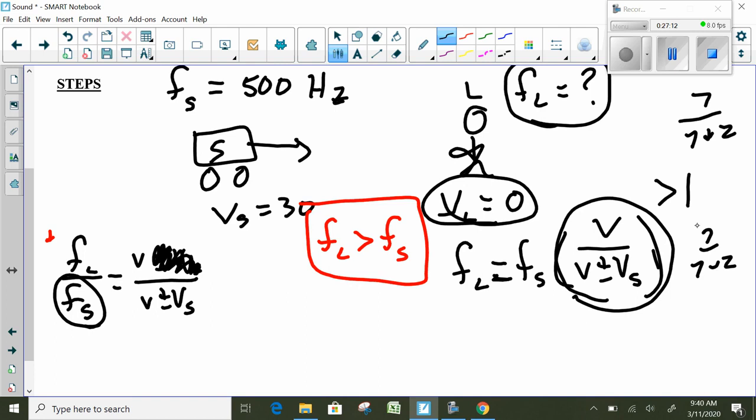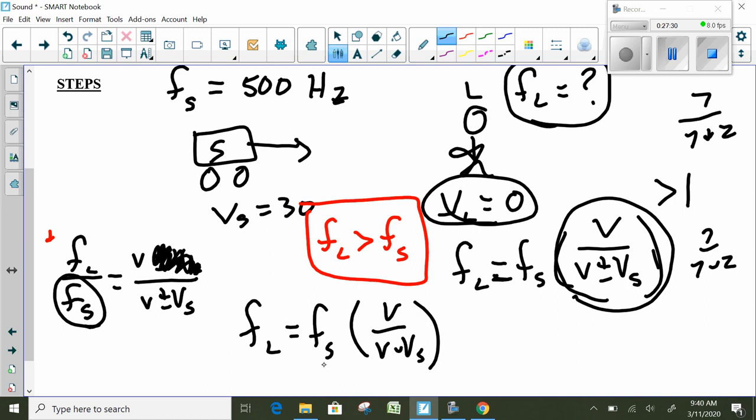So some kids do this by just thinking about it. They say, oh, it's got to be a negative to make this true. So it must be FL equals FS times V over V minus VS. Now that should yield a number of FL bigger than 500, because FS is 500. And if I get something bigger than 500, I know it's correct.